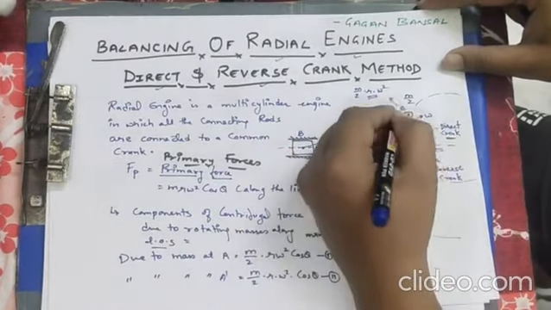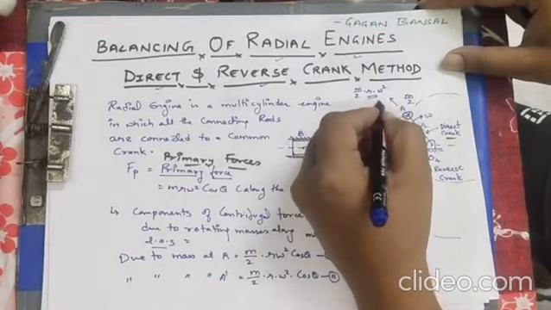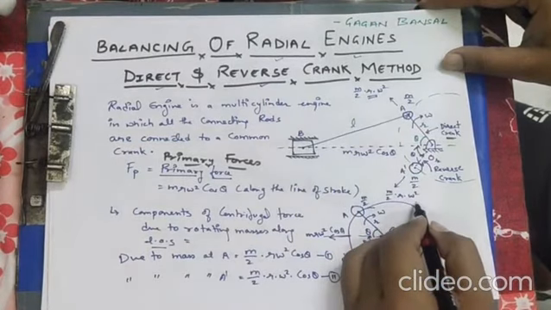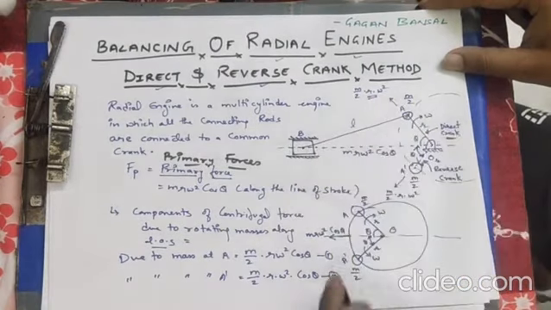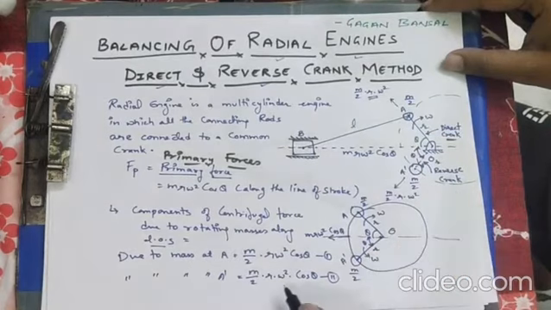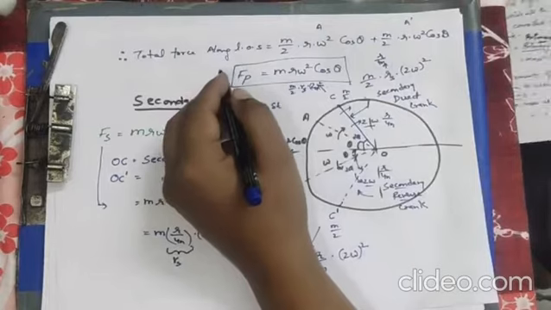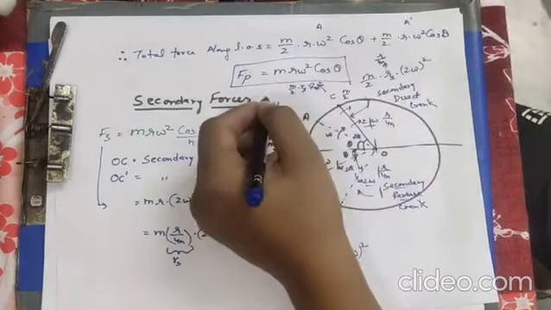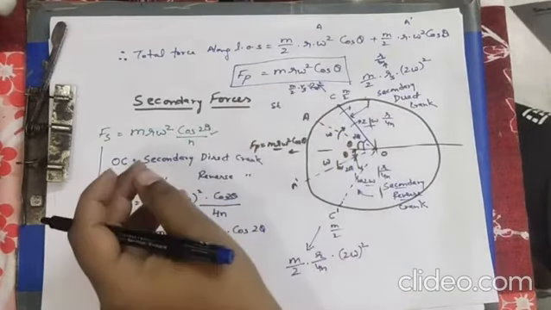So the magnitude, because of this centrifugal force at A, is m by 2 r omega square. In the same way, at A dash, that is at reverse crank, it is m by 2 r omega square. The component is m by 2 r omega square cos theta, equation 1, and due to this A dash, that is reverse crank, it is m by 2 r omega square cos theta. Then the total will be, due to direct crank plus due to reverse crank, mr omega square cos theta, which is the same as the primary force.